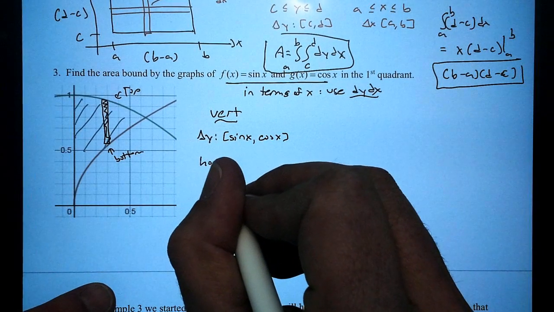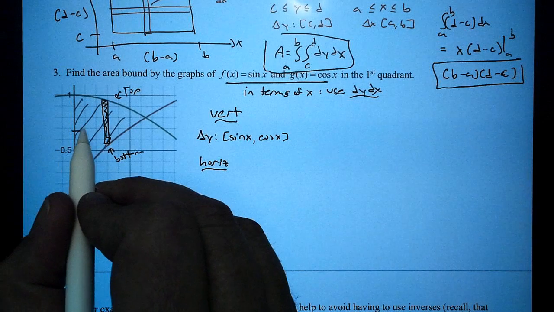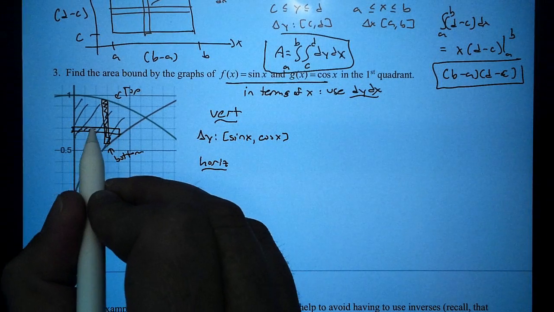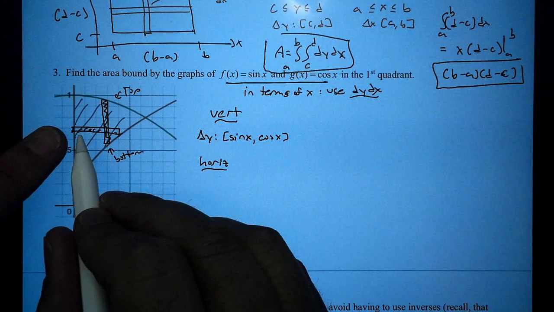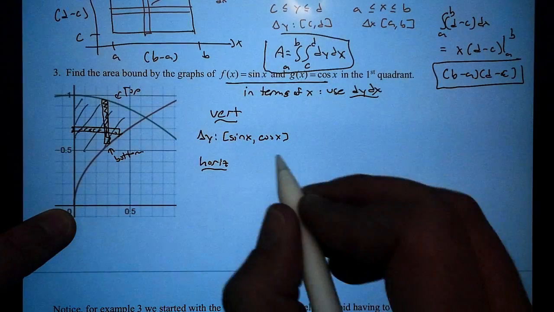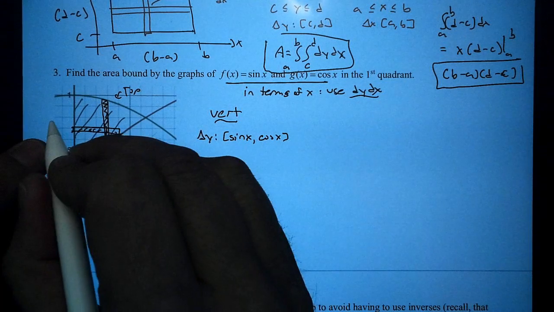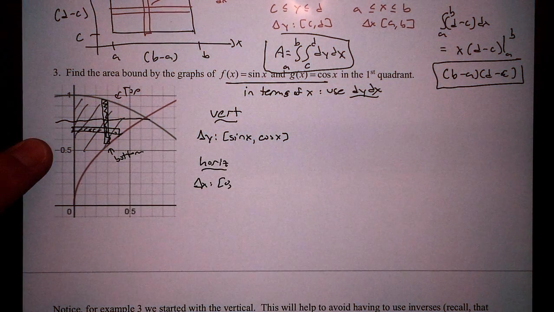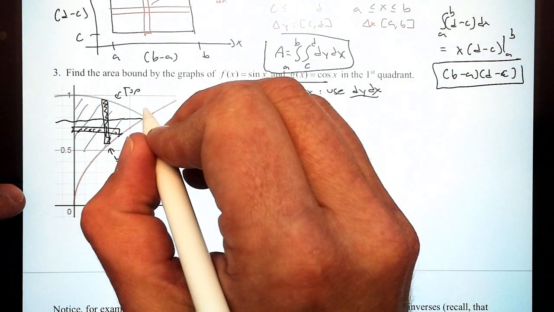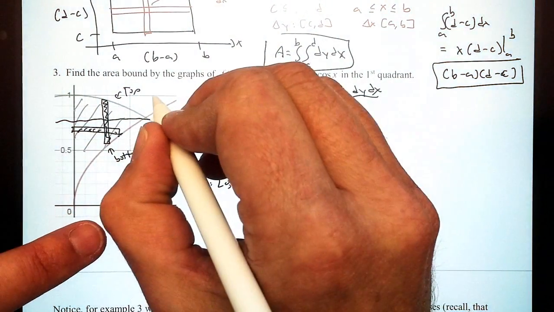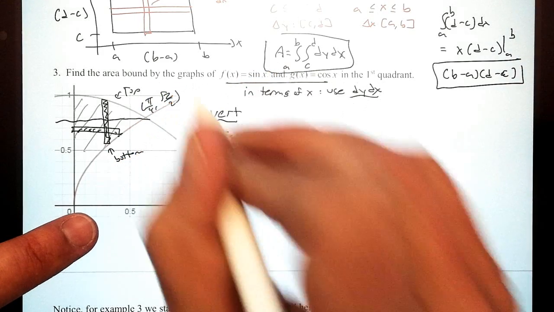The horizontal rectangle, there's my horizontal rectangle. What's the smallest my horizontal rectangle is going to be? It's going to start way down here at 0. So my change in x starts at 0 and goes all the way to, well, where do they meet? Remember, this is kind of a tricky one. They meet at pi over 4. We know where cosine and sine meet. They meet at pi over 4, root 2 over 2.